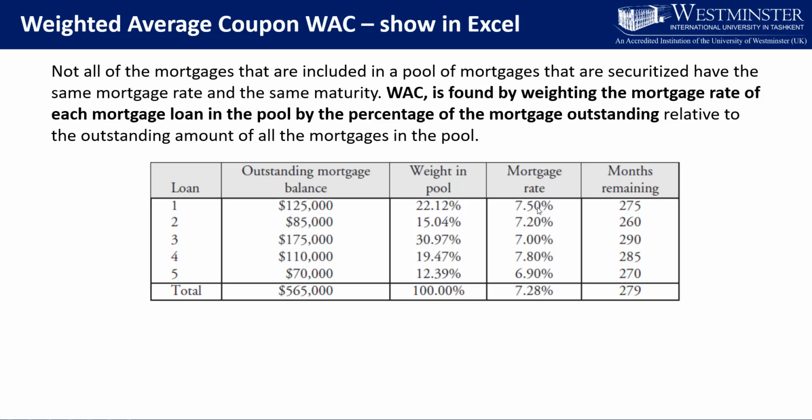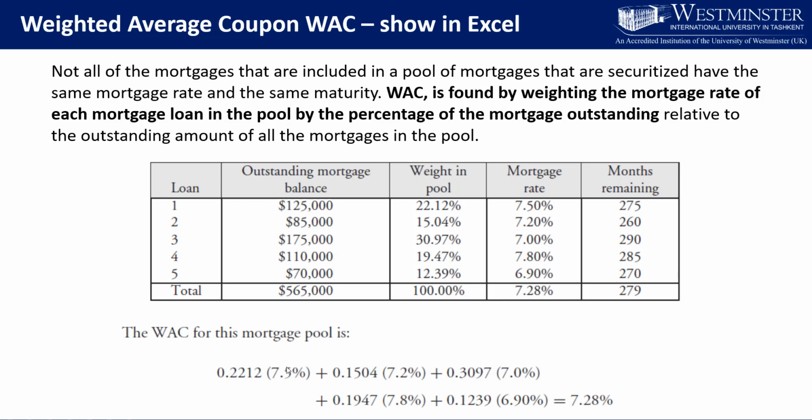So how do we calculate weighted average coupon? It's very simple. You just multiply the mortgage rate by the weight in the pool, and then you aggregate all of them, and you receive the total amount. For example, the first loan has a weight of 22%, so 22% times the mortgage rate, which is 7.5%. The second mortgage amount was 85,000, and the corresponding rate was 15%. Multiply the weight by the corresponding mortgage rate, and you have the amount that you need to aggregate. You add up all of these amounts, and in the end you'll have the weighted average coupon, which is 7% for this loan group.